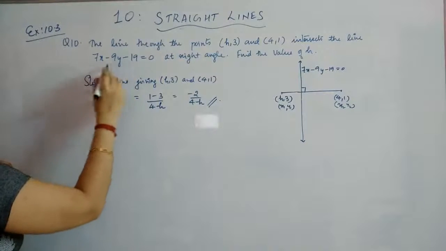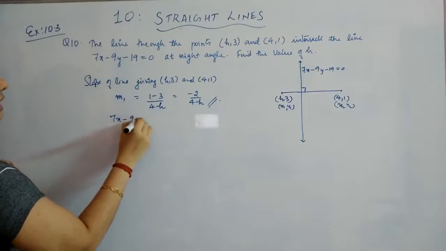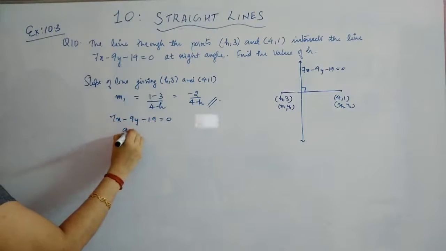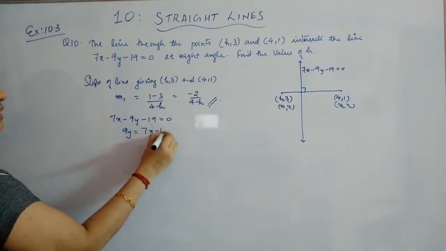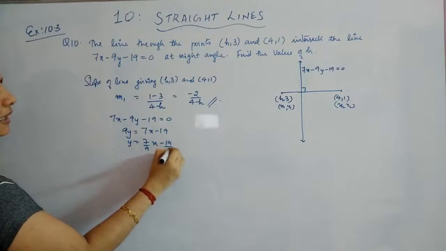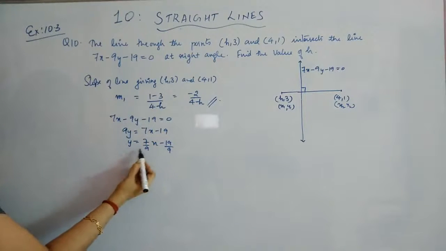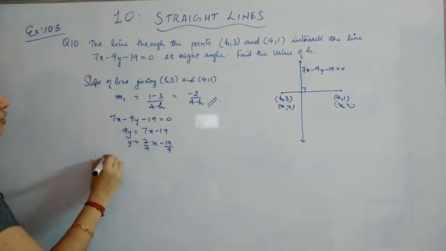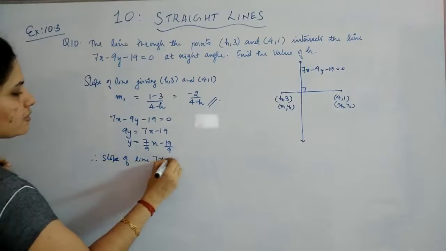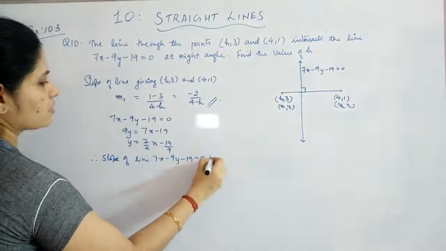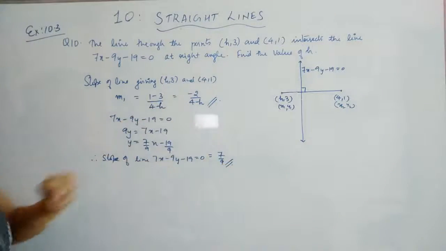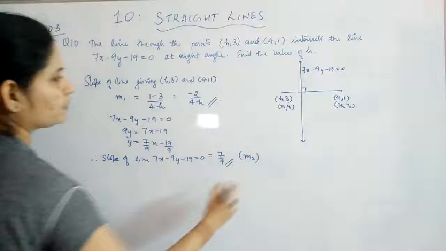Now we have to find out the slope of the second line. Second line is 7x minus 9y minus 19 equal to 0. Now from this you will find out 9y equal to 7x minus 19, or y is equal to 7 by 9 x minus 19 by 9. So this is the slope because it is in the form y equal to mx plus c. Therefore slope of the line 7x minus 9y minus 19 equal to 0 is equal to 7 by 9. Okay, now you have m1 and let this be your m2.